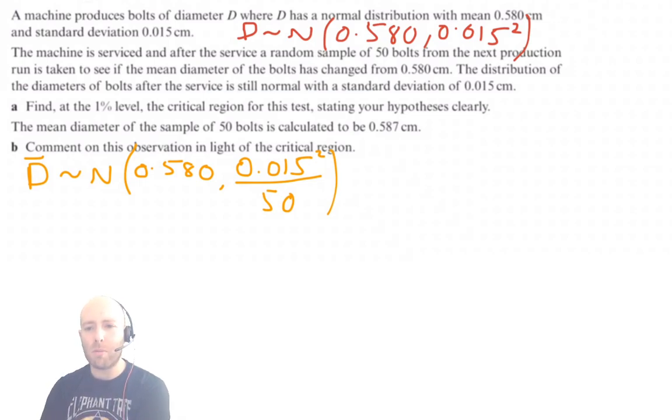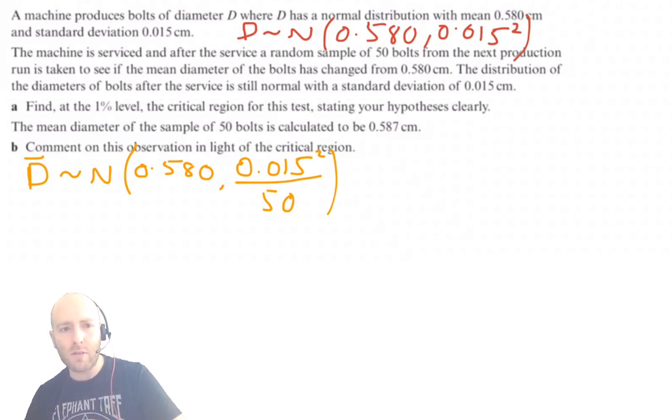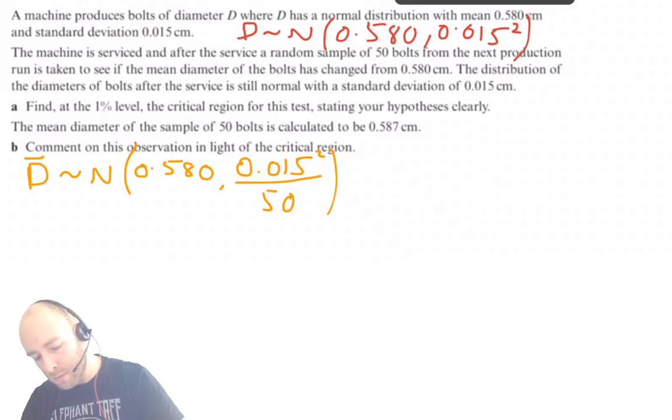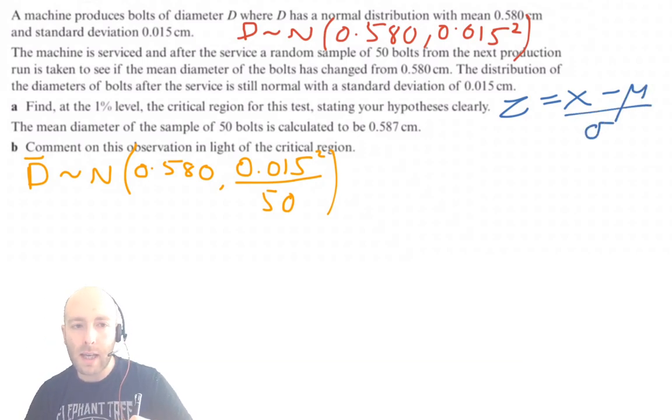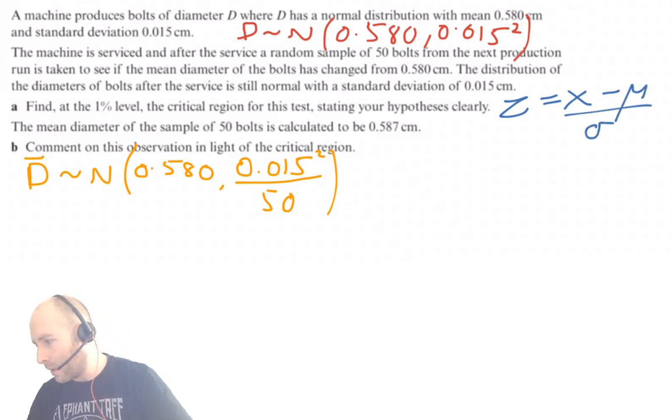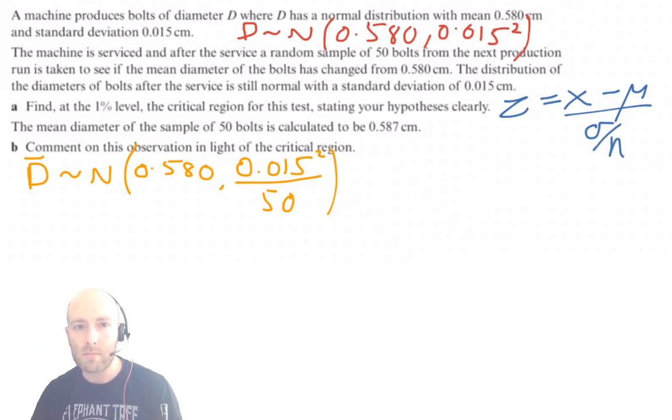We probably could do this on a calculator, but let's go through finding the z values first anyway. If you guys remember, the z equation was z equals x minus mu over sigma. Because we're using a mean distribution though, it's not going to be sigma, it's going to be sigma over root n. So we need to remember to divide this.